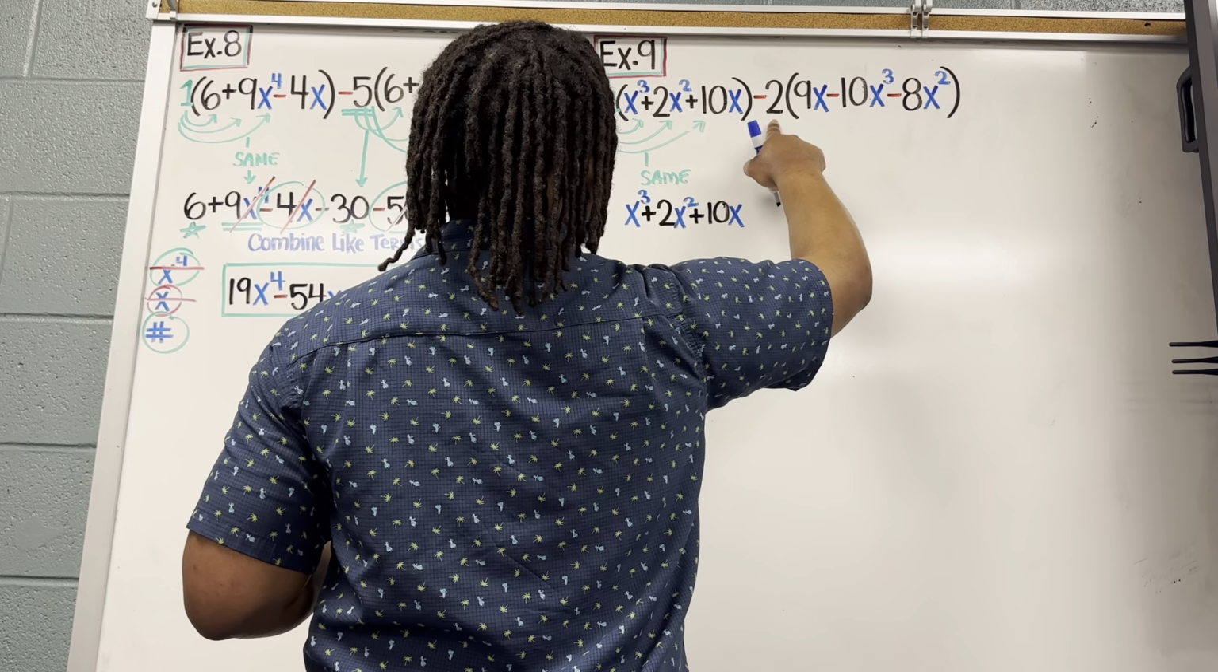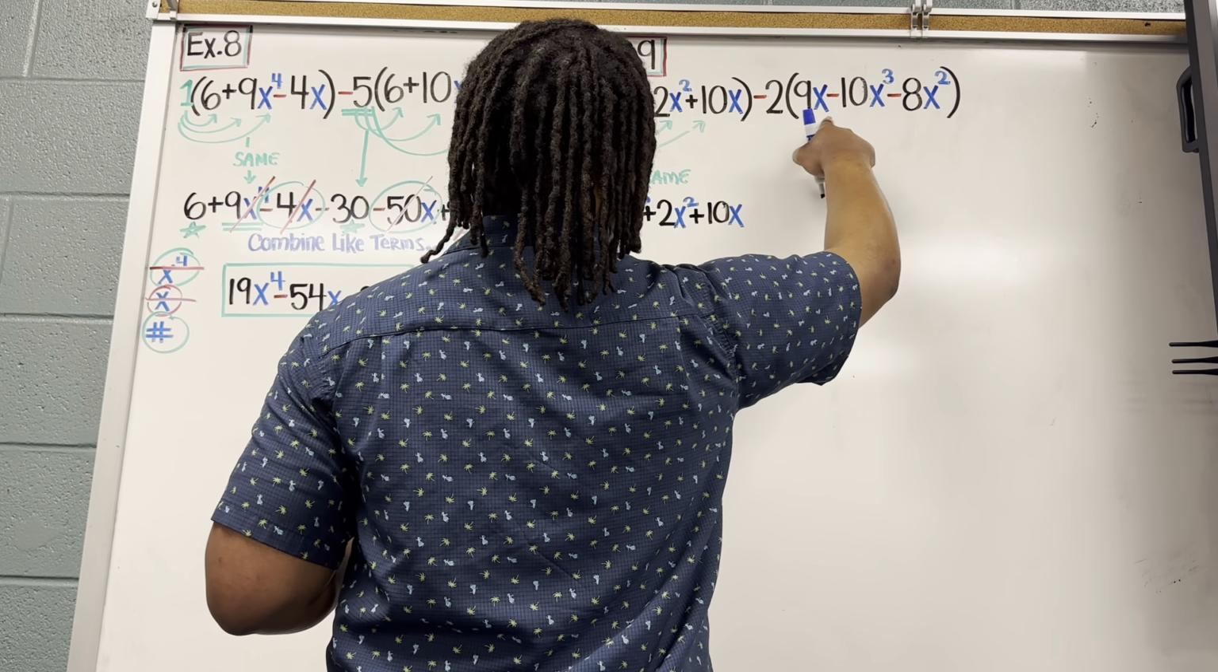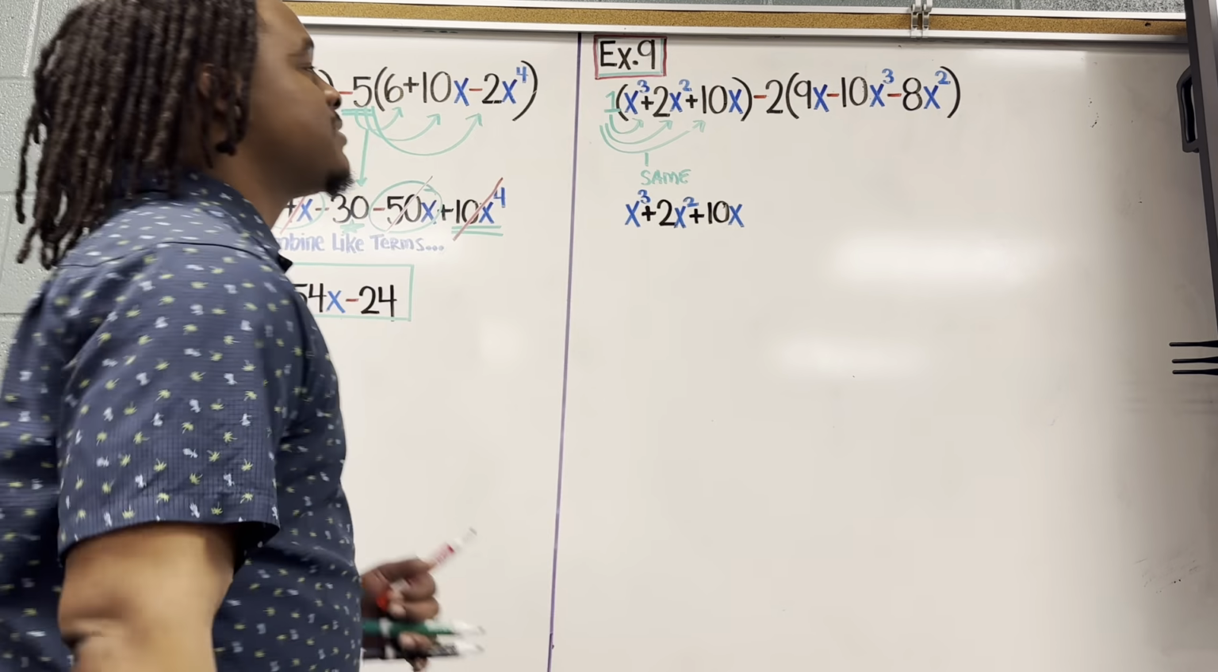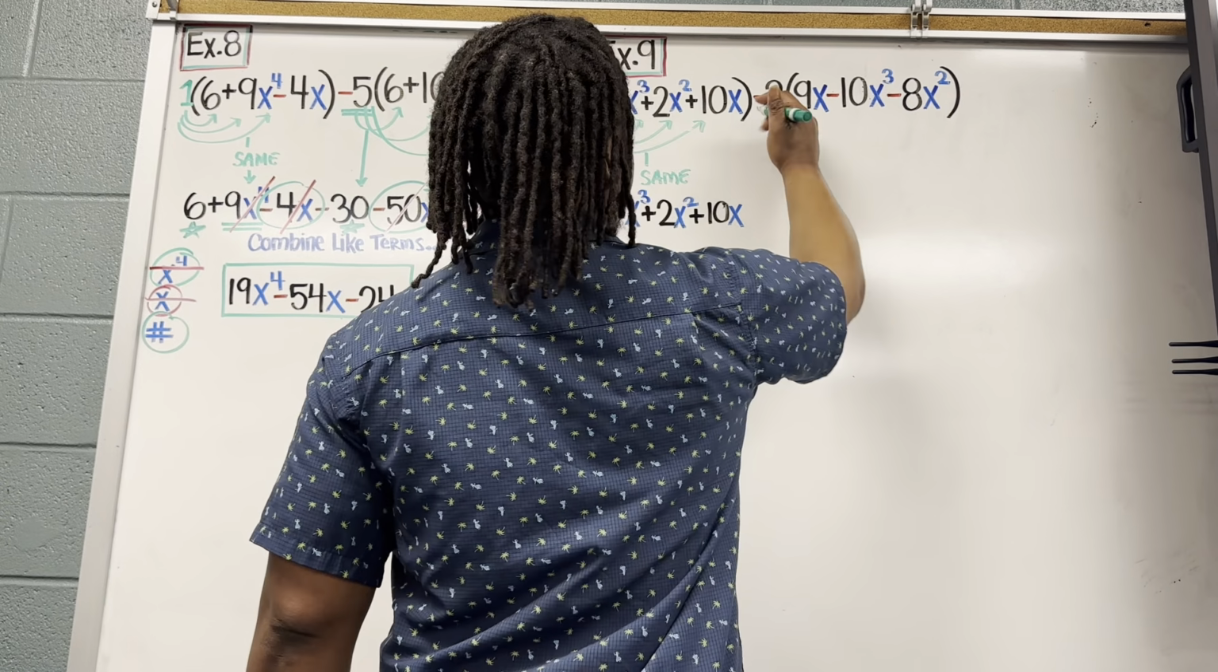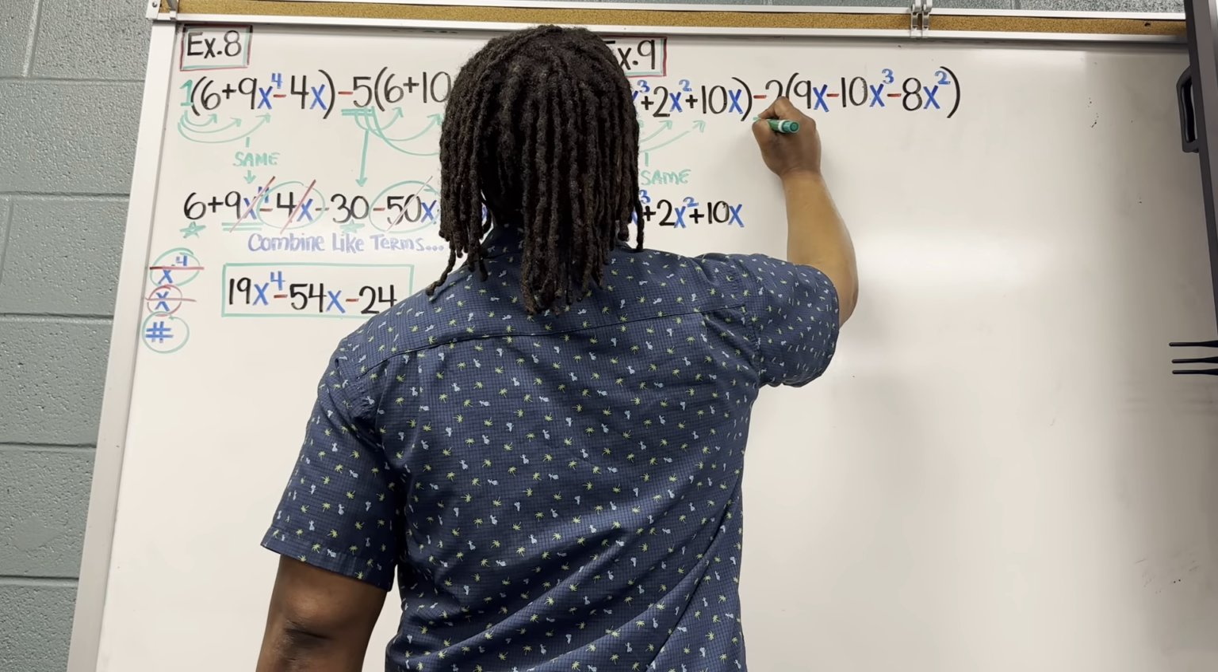Now it says minus 2 times the next parentheses, right? So everything that's within the next parentheses or the second parentheses, I'm gonna have to multiply everything by this negative 2. By this negative 2. So now let's do that. Negative 2 times 9x is a negative 18x or minus 18x. So I'm gonna write that. Minus 18x.